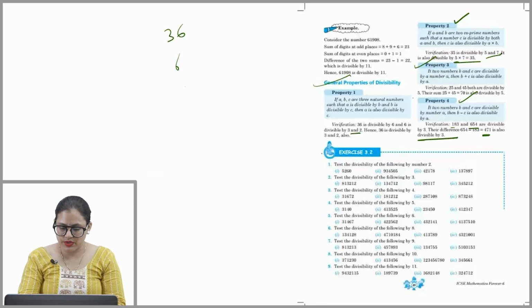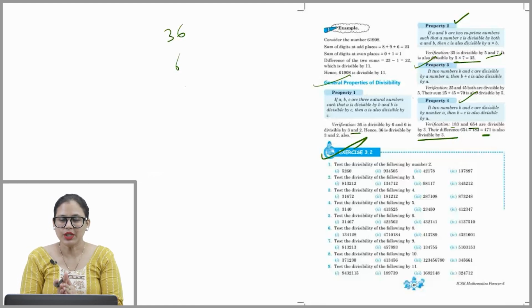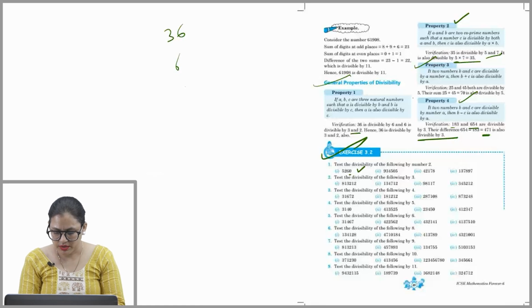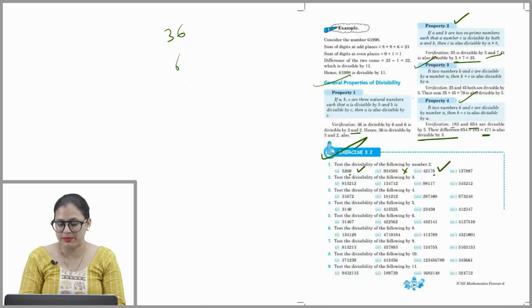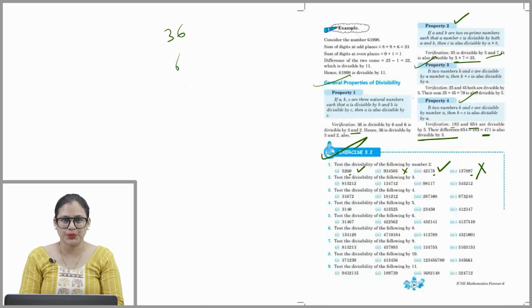Exercise 3.2, test the divisibility of the following by the number 2. We just have to look at the unit place. Here is 0, so it is divisible by 2. Here 5, not divisible by 2. At unit place it's 8, it is divisible by 2. And here at unit place it's 7, so not divisible by 2.